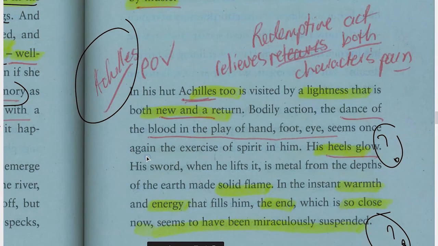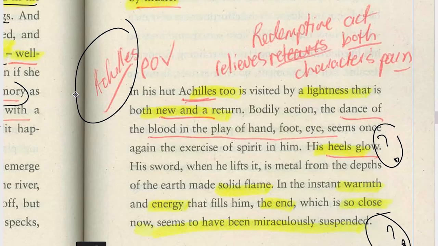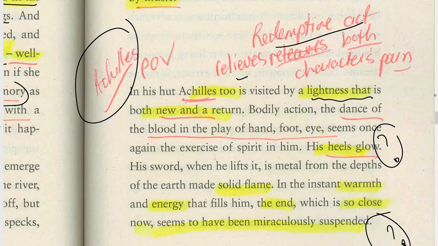And now we switch over to Achilles' point of view, and Achilles in his hut in the Greek camp is revisited by a lightness that is both new and a return. And I guess my comment that I've made here is this redemptive act that Priam takes upon himself actually relieves both the characters' pain. There's something new that both the characters needed.